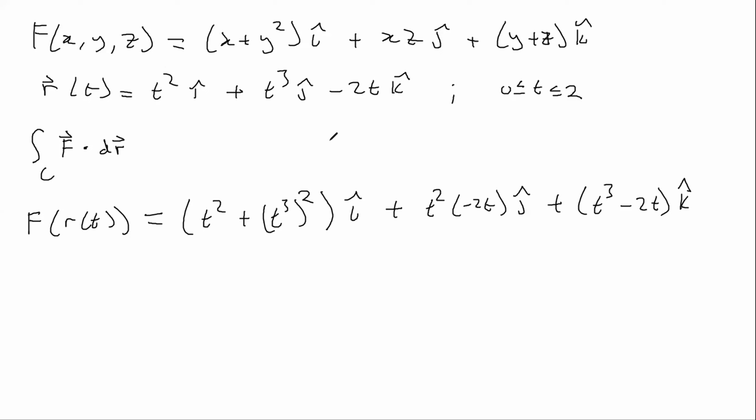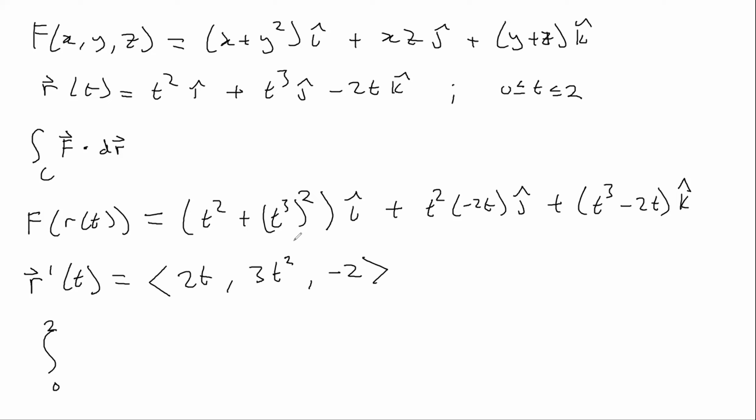What I'm supposed to do with this is take the dot product between this and the derivative of r, and find a scalar product of the two. So let me take the derivative of r(t) first. r'(t) is going to yield 2t for the i component, 3t squared for the j component, and finally negative 2. Taking the dot product between the two, we're bounding this from 0 to 2 for time.